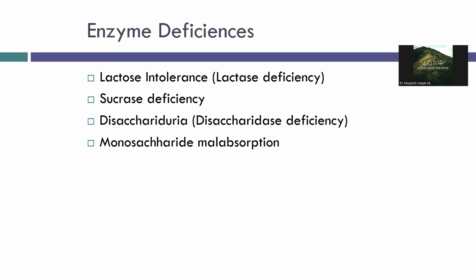The next enzyme deficiency is sucrase-isomaltase deficiency. That is very rare. It presents with diarrhea after sucrose ingestion, right? The third one is disaccharidase deficiency. In this condition, urinary excretion of disaccharides occurs due to severe mucosal damage, right? That is the condition one can see in celiac disease. The fourth and last one is monosaccharide malabsorption, glucose-galactose malabsorption syndrome, a life-threatening condition in neonates.